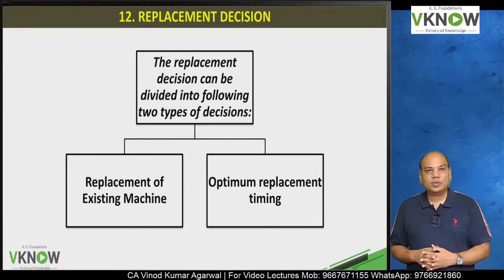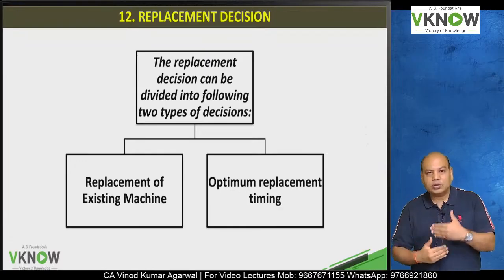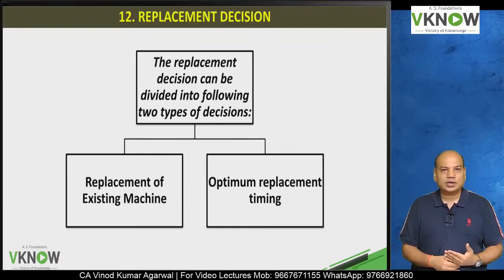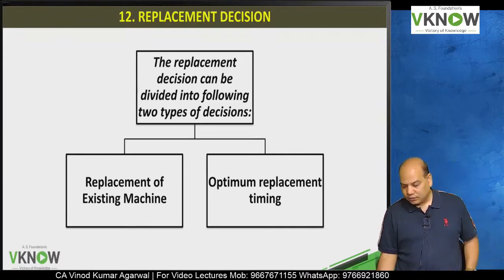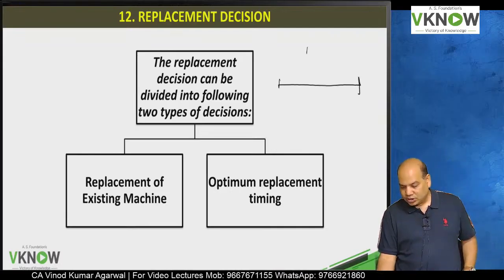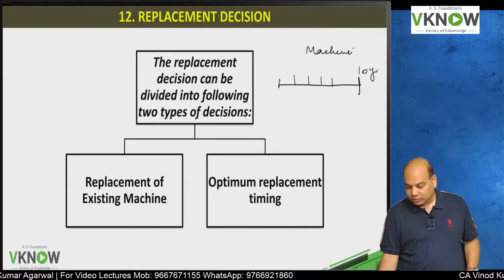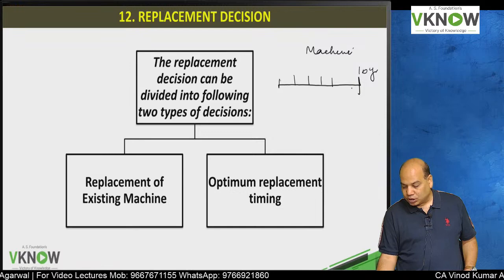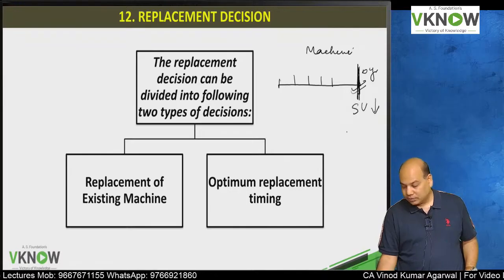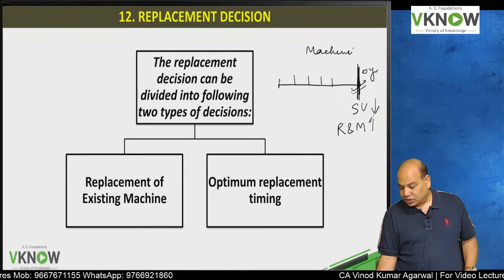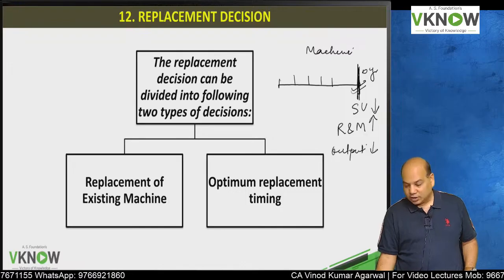replacement timing. Optimum replacement timing means when should you replace an old asset? For example, this is a machine. This machine can last for 10 years. But if you continue to use it up to the end of 10 years, then probably you will find that your salvage value has gone down drastically. Repairs and maintenance cost has increased significantly. The output has also reduced significantly.